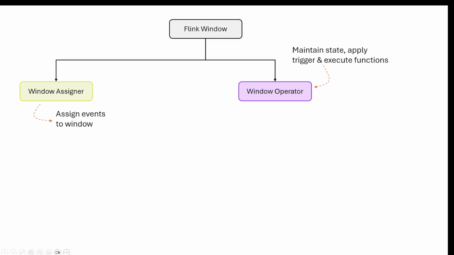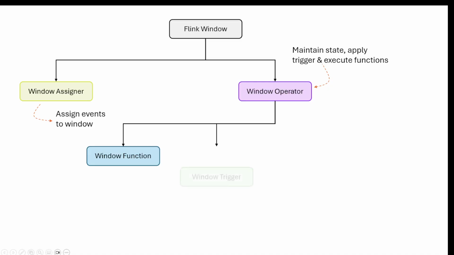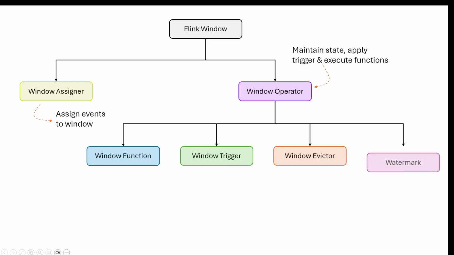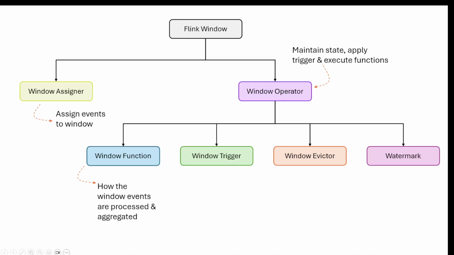So in broad terms we have assigner and operator, but inside the operator we have many components. Those components are window functions, which are used to process the event. Then we have window trigger, we have window evictor, and watermark. So what does a window function do? Simply, it's the function which decides how the events are processed or aggregated or added, counted, summed. That kind of function is applied on that particular event.